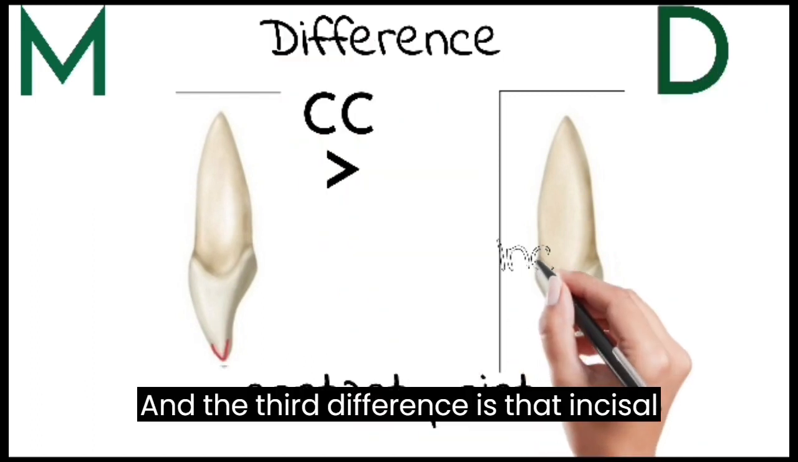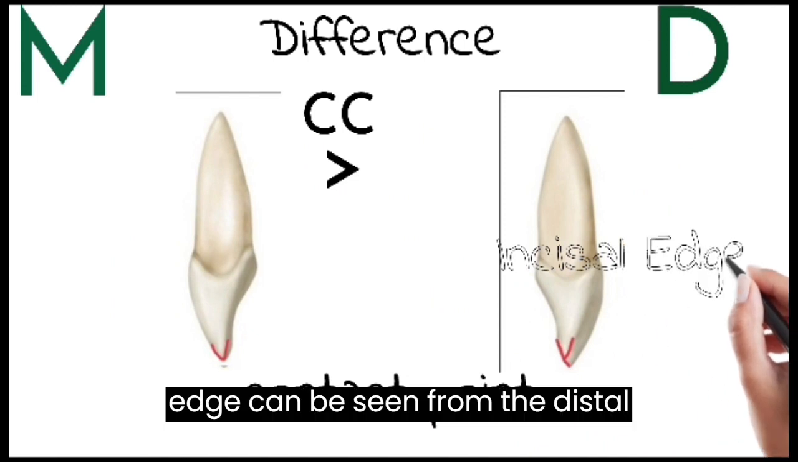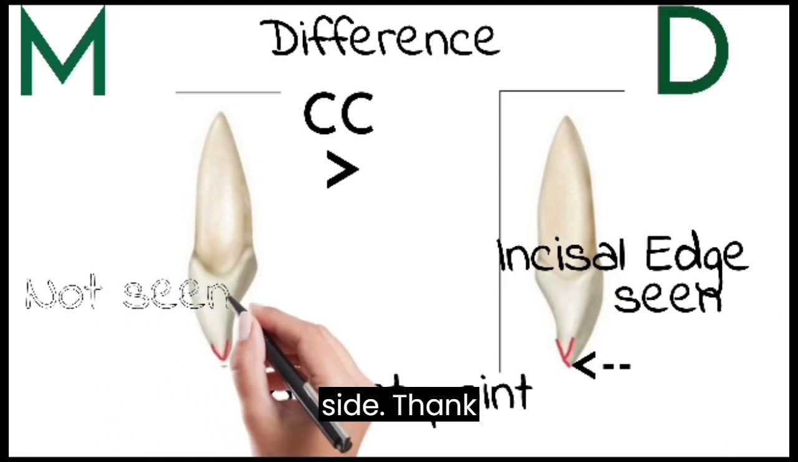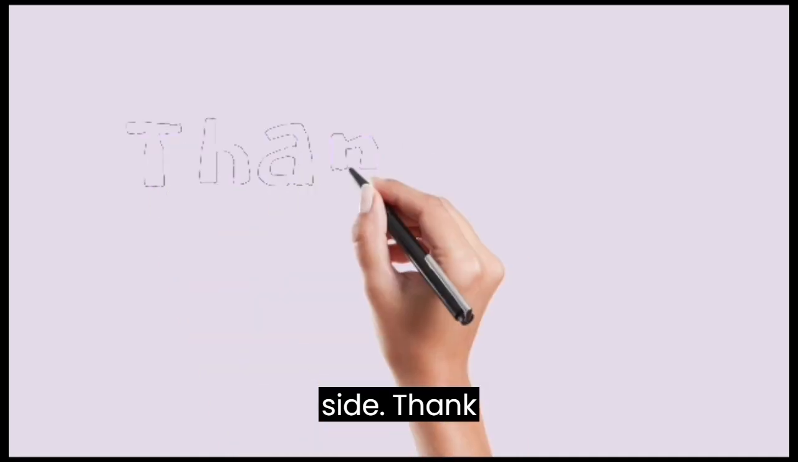And the third difference is that the incisal edge can be seen from the distal side but can't be seen from the mesial side.